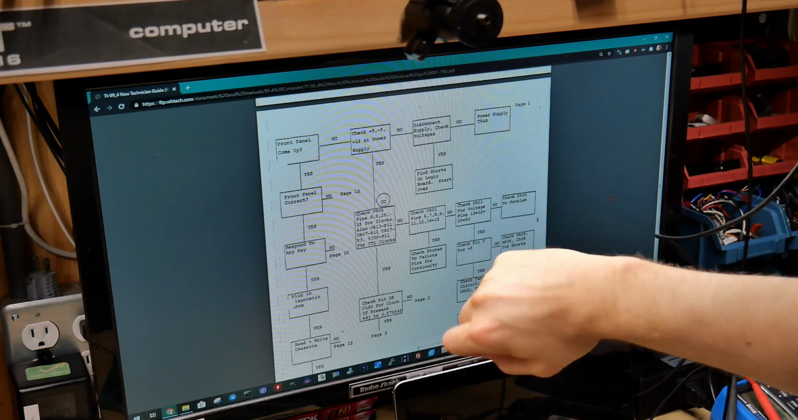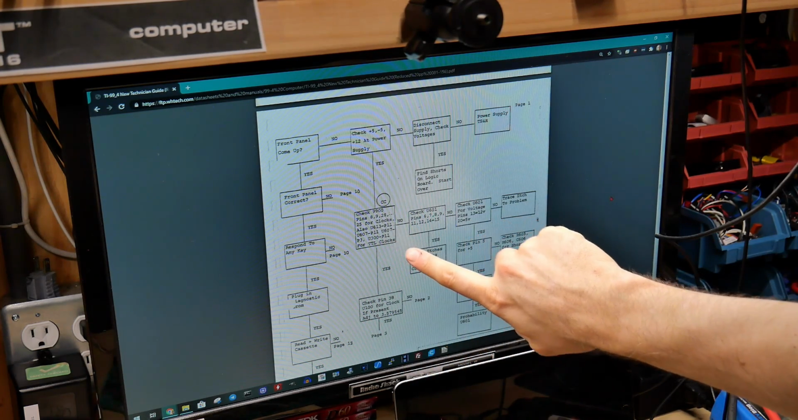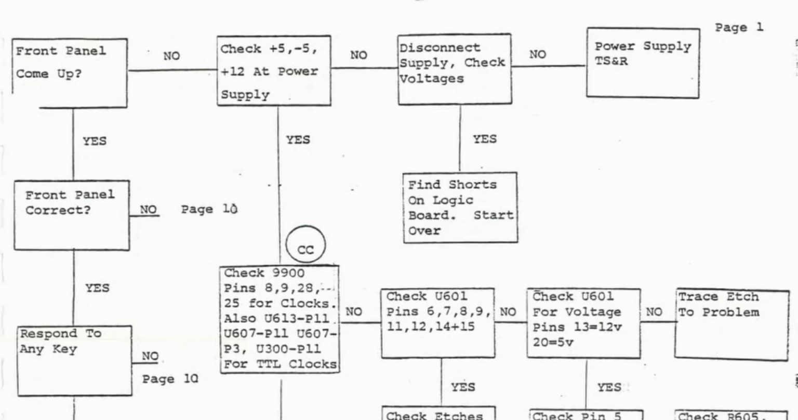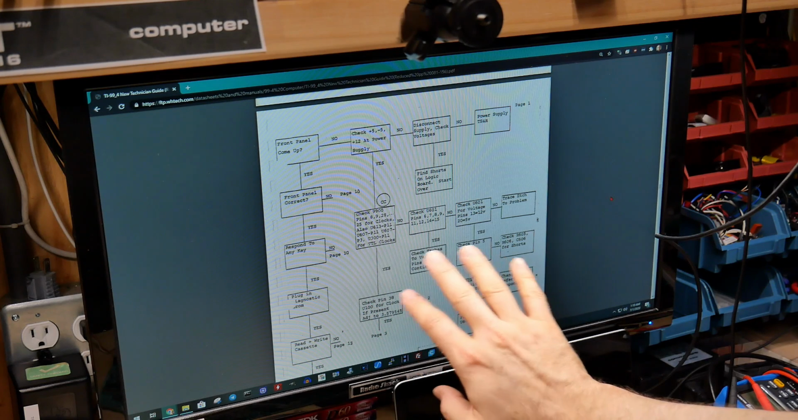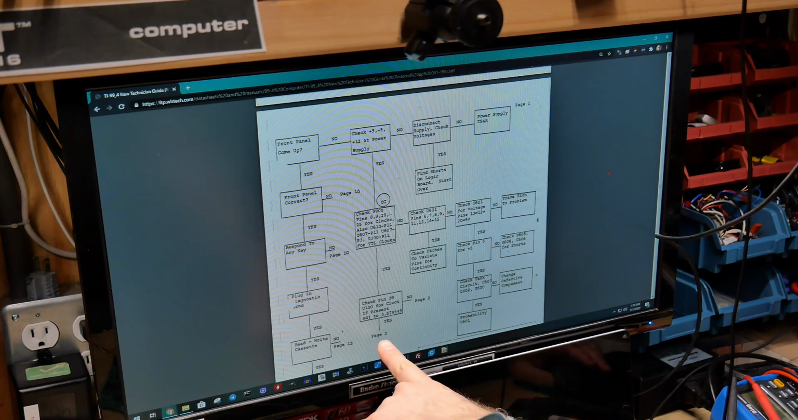So, check power supply, which we did. It looks good. So you go down to here. Check all the clocks, which I did, and they all look good. So you go down to here, it's telling you to check more pins, clocks, which are fine. So it says go to page 3.